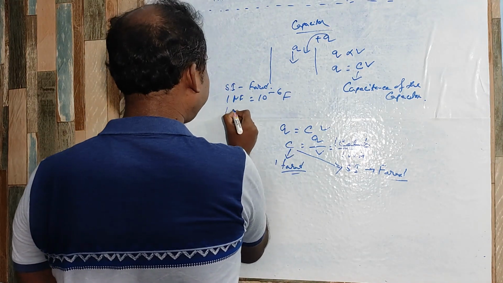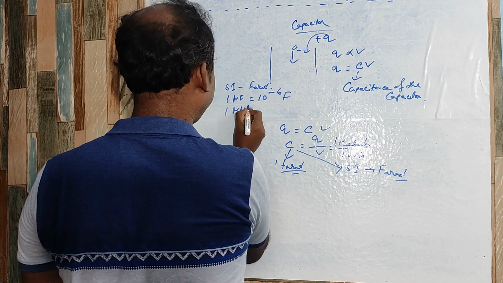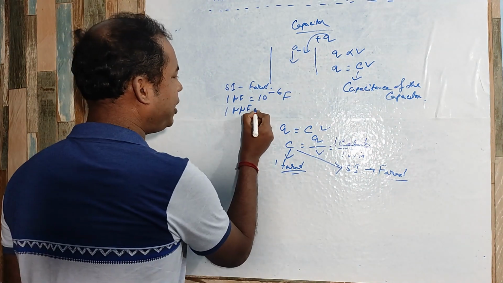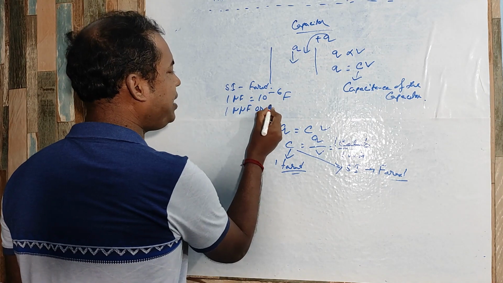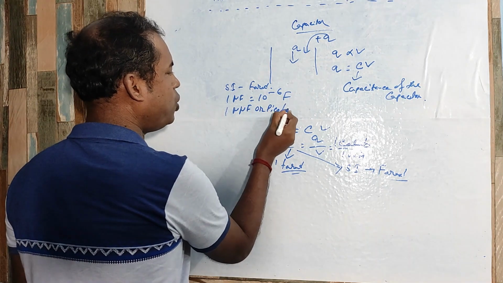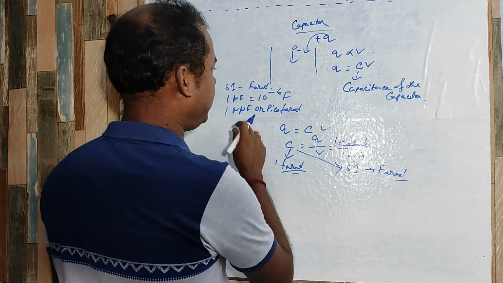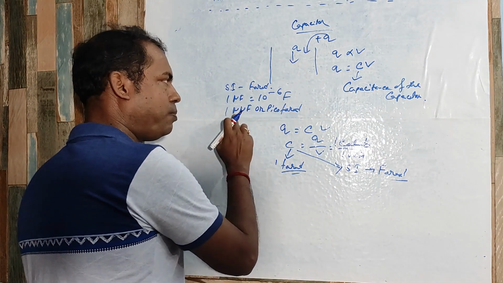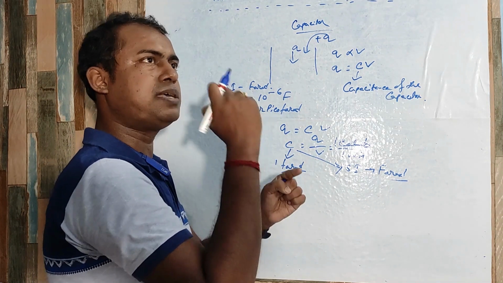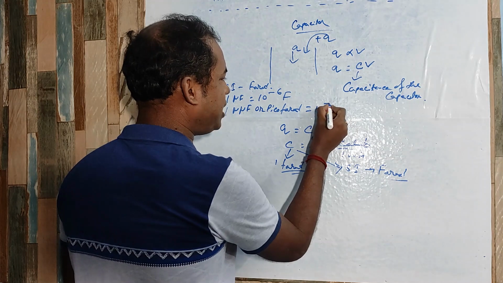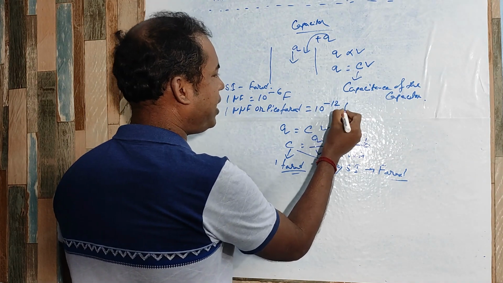In the same way, if I write 1 picofarad, so micro is 10 to the power minus 6, and pico is 10 to the power minus 12. So in this form, 1 picofarad is 10 to the power minus 12 farad.